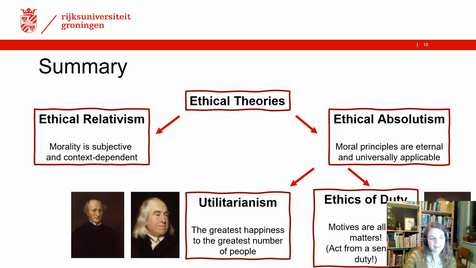Well, we're at the end of today's lecture. We have been discussing a lot, so if you're still listening, I think you did a good job. So we've been discussing various normative ethical theories. We distinguish between ethical relativism and ethical absolutism. And then within the category of ethical absolutism, we discussed on the one hand utilitarianism and on the other hand ethics of duty. I guess this is just a nice summary overview that you can maybe use when you're going to study all these different theories and apply them in an assignment.